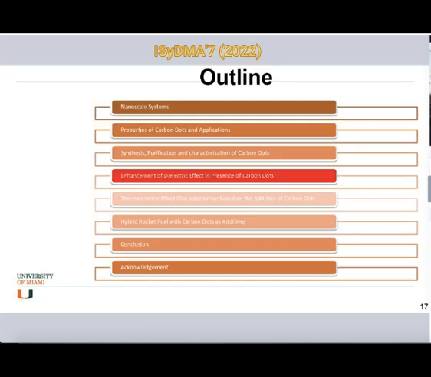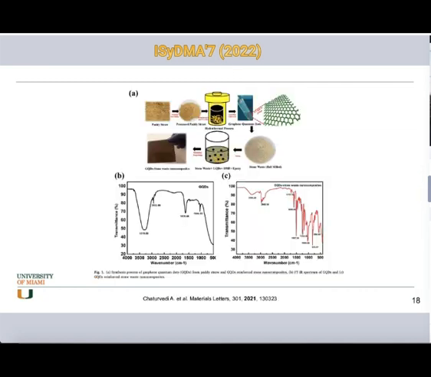On the next one, we start with the enhancement of the dielectric effect in the presence of carbon dots. As you can see, first of all, I published a paper on dielectric material with Professor Costa a few years ago. I wanted to show you two works, mainly with Chaturvedi and collaborators, one published last year and one published this year, to show you another way to make our carbon dots.